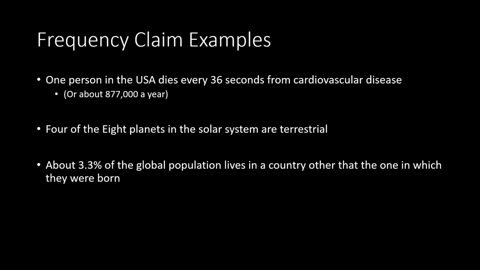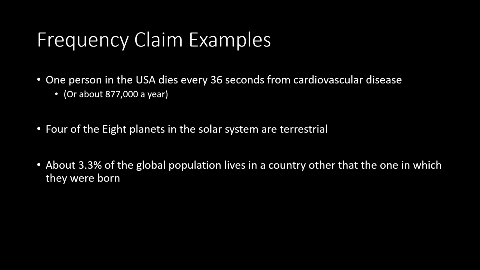Now, some examples of frequency claims. One person in the United States dies every 36 seconds from cardiovascular disease, right? This is just one per unit time. Another way of talking about this would be that is approximately 877,000 people a year. That would be just another way of discussing the same frequency. Just note that all we did is change the units of time here.